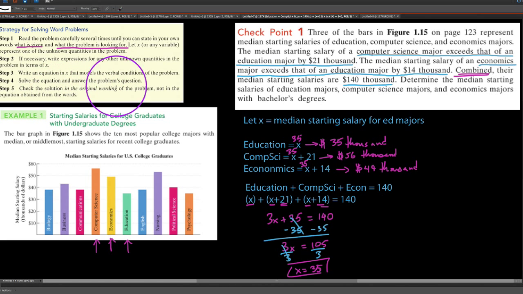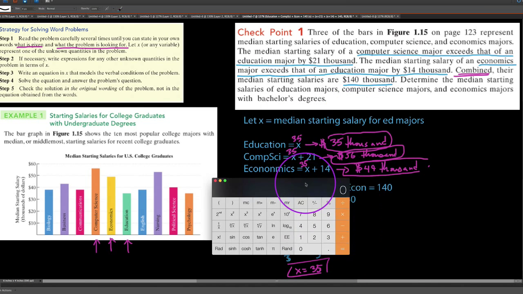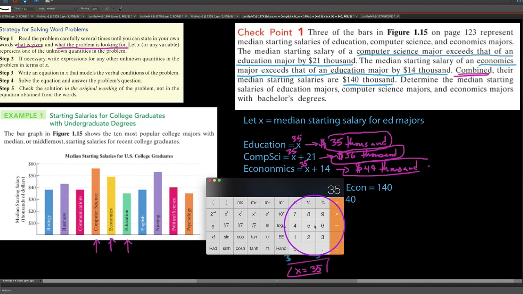Okay. So this last step that you see over here is just kind of a suggestion, but it says check the solution in the original wording of the problem, not in the equation obtained from words. What if we made a mistake in our equation? So looking at these, if I were to say that an ed major makes 35,000, and that a comp sci major makes 56,000, and that economics makes 49,000, let's add these up. 35 plus 56 plus 49. We can see that we do get a total of 140 there.